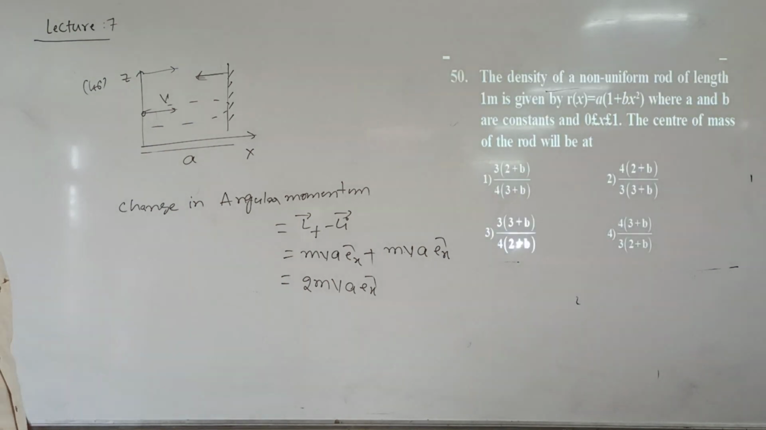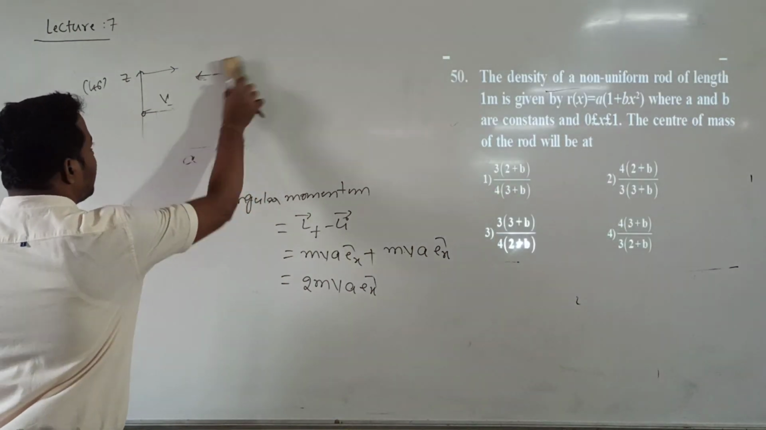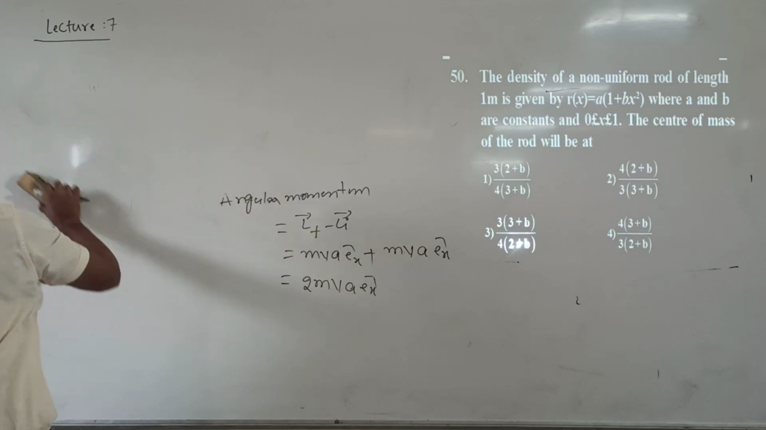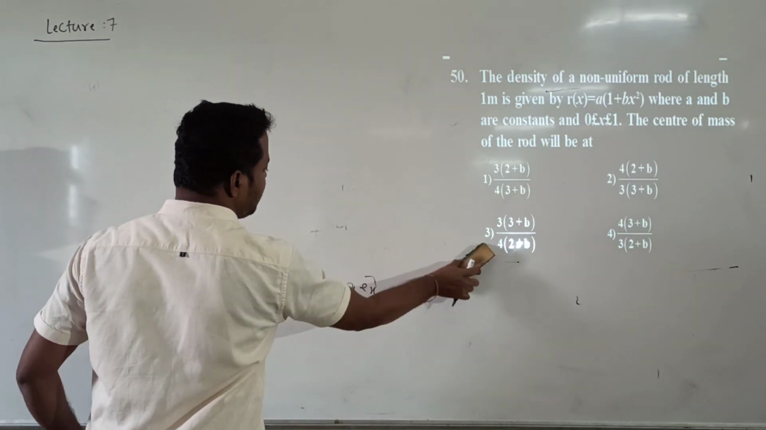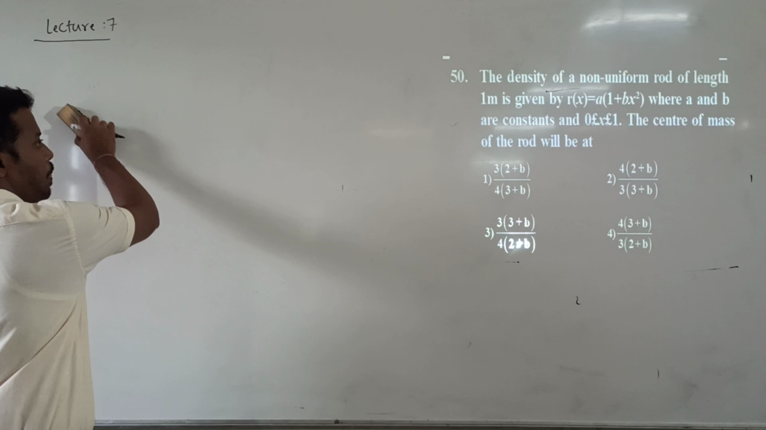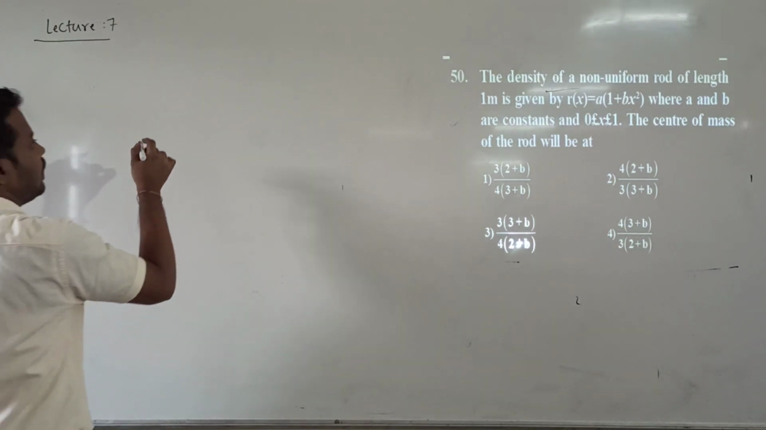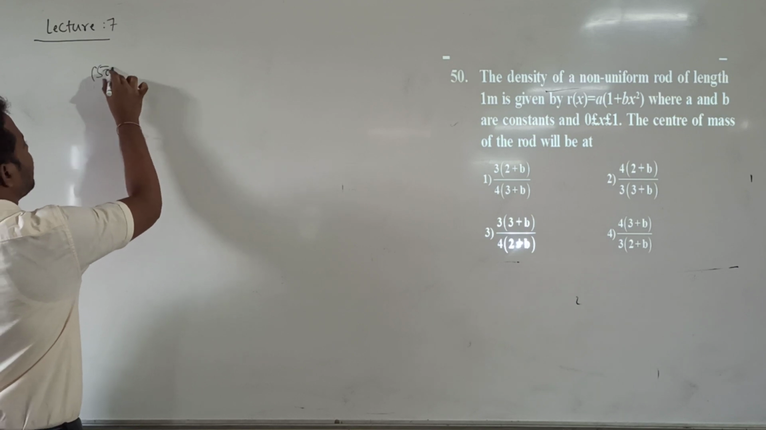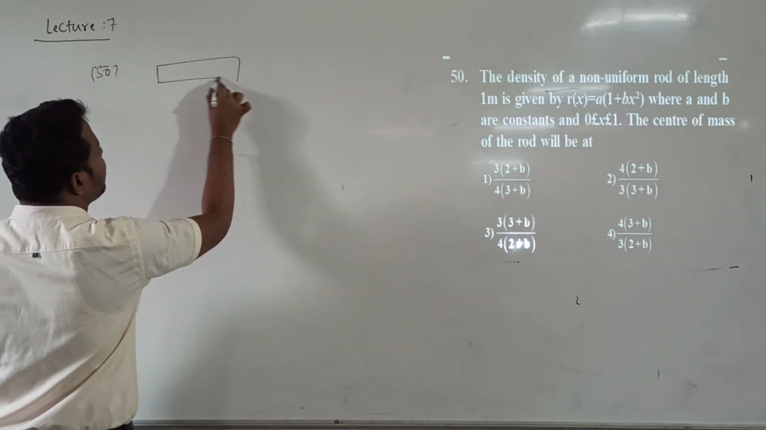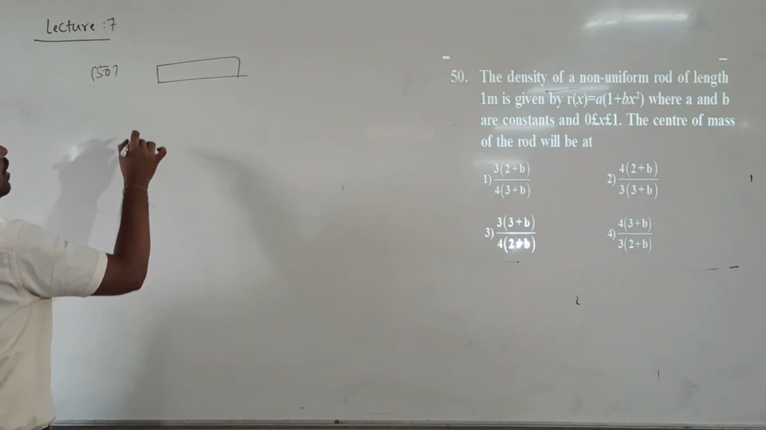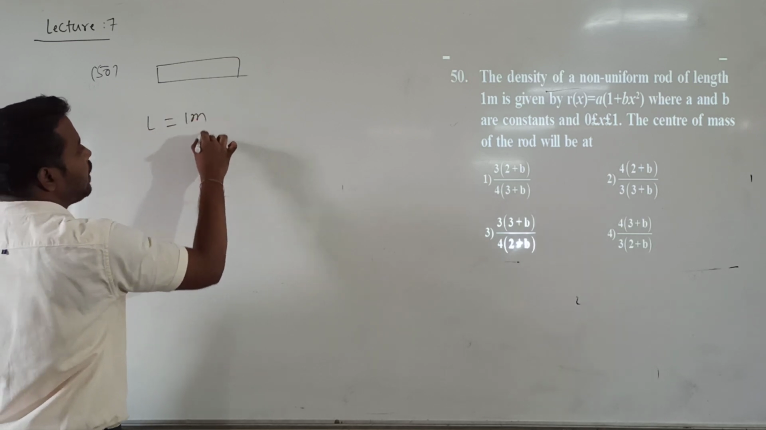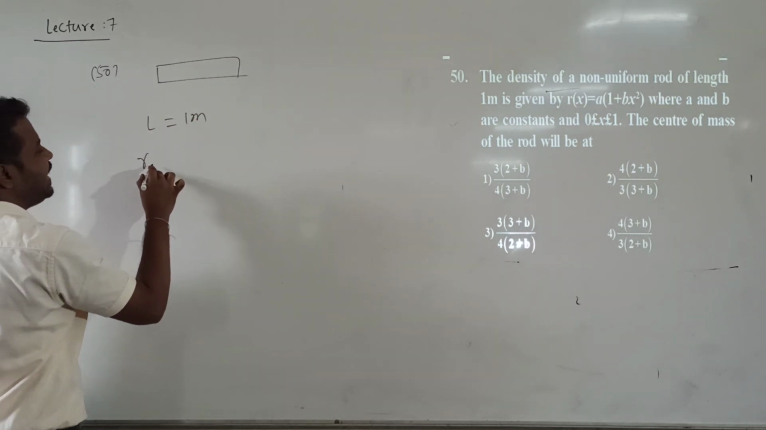The last question of this class and this chapter, that is question number 15. What is this question? The density of a non-uniform rod of length 1 meter. One rod is given that is non-uniform, so the mass distribution is not the same everywhere. The length of the rod is given as 1 meter. They have given the density as a function of R.